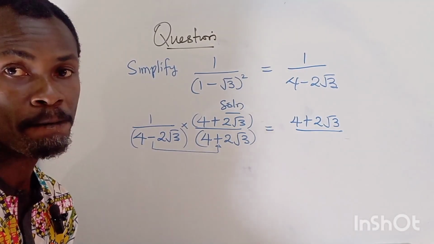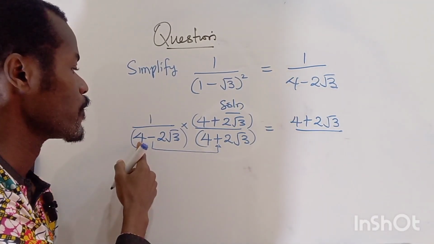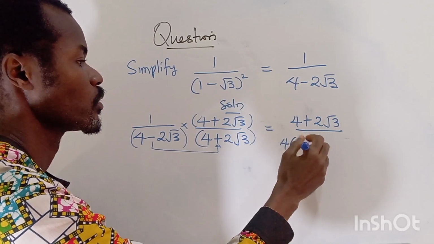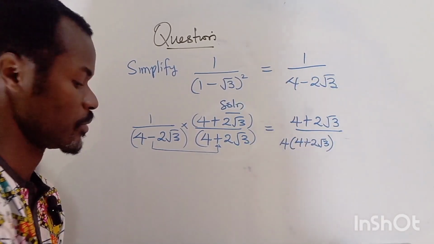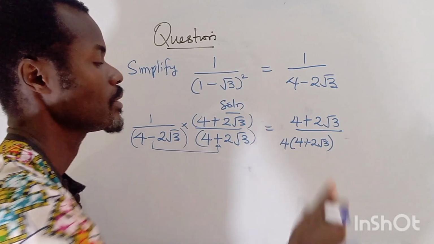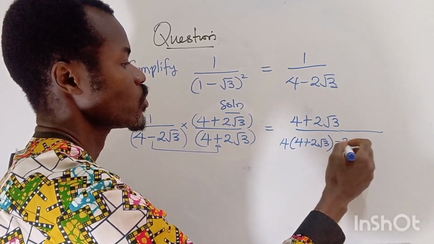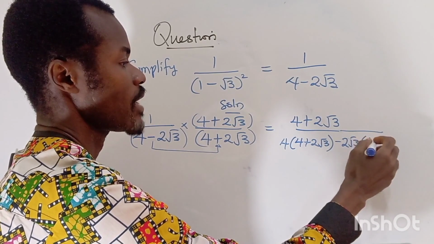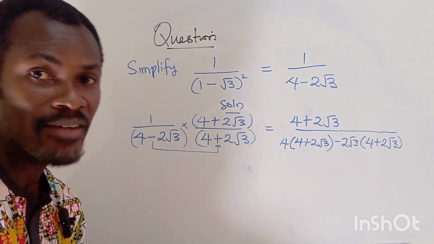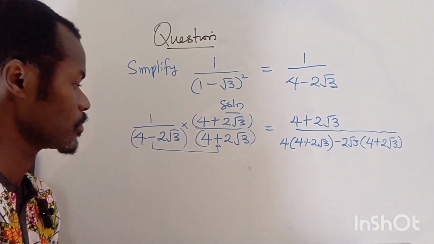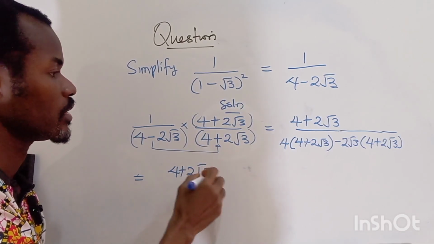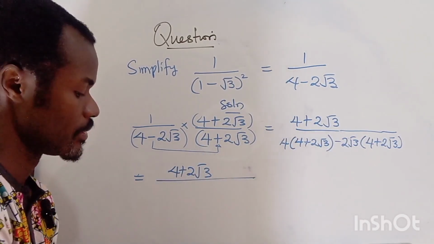Now for this, we have 4 is going to multiply 4 plus 2 root 3, and then we have minus 2 root 3 is going to multiply all this, so we have minus 2 root 3 is going to multiply 4 plus 2 root 3. So we have all of that to expand, so let's see what that gives us. So we have 4 plus 2 root 3 at the numerator, divided by.